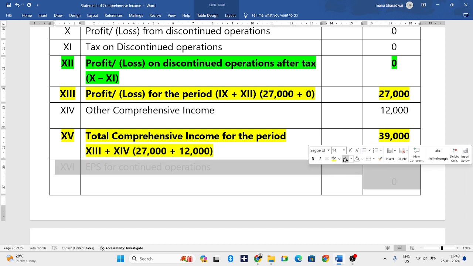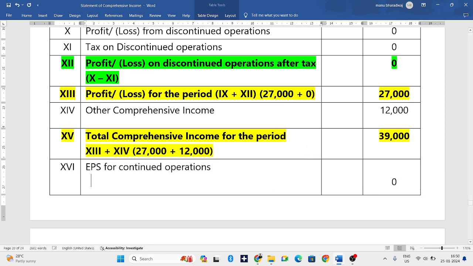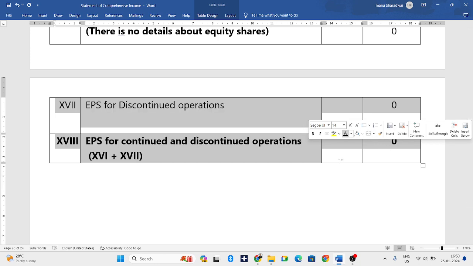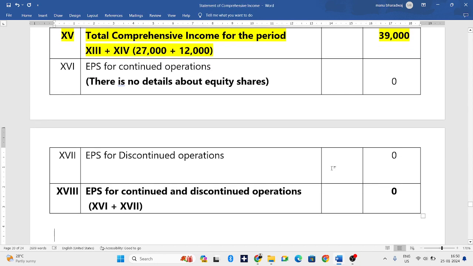Next, EPS. For doing EPS, we need equity share details. There are no details about equity shares, so we cannot find out EPS. So EPS will be zero, because no information about any shares has been given. So we will take it as zero.